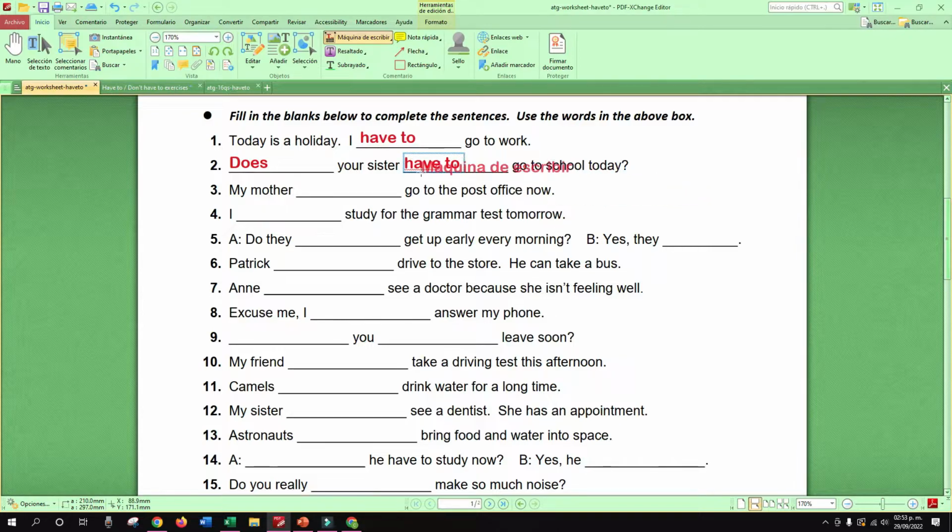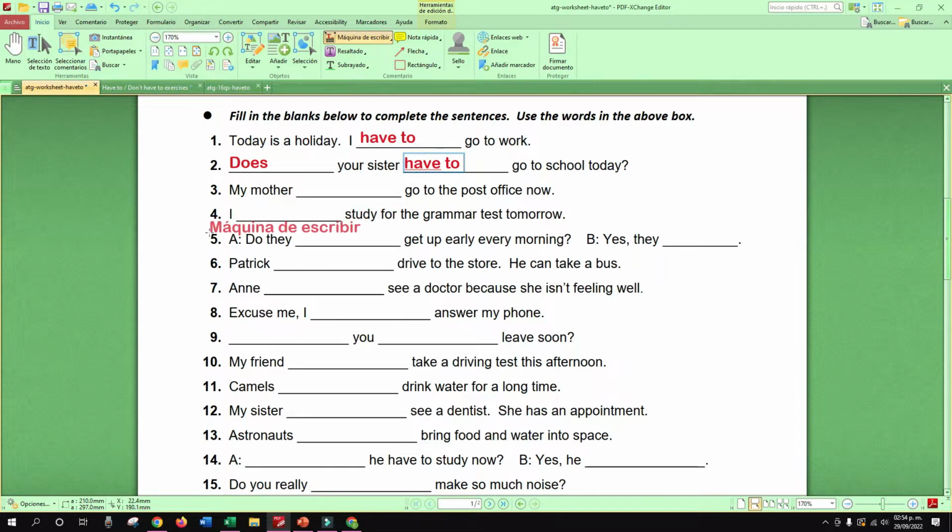Yes, Miss Wendy, have to. Because you are using the auxiliary what? Does. ¿De quién estamos hablando? Your sister, de tu hermana, de ella, ¿verdad? Pero, como ya usamos acá el auxiliar does, ¿verdad? Acá vamos a utilizar el have to. Yes? So you can say, does your sister have to go to school today? You can answer, yes, she does. Or no, she doesn't.